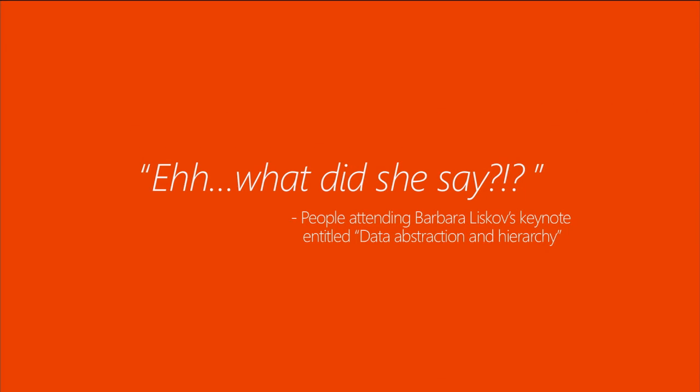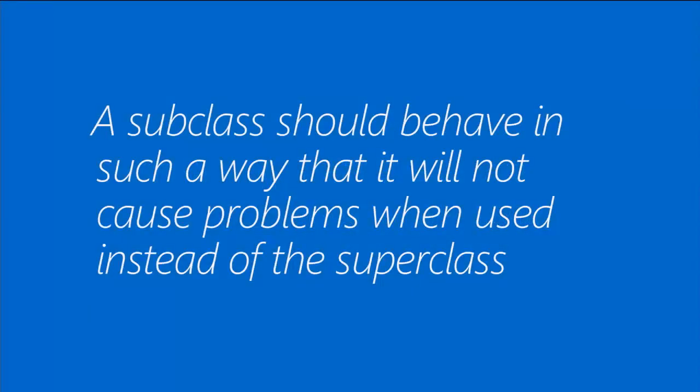So this comes out of a keynote called Data Abstraction and Hierarchy, I think, from Barbara Liskov, quite a while back. And if I heard that, I would have been sitting there going, huh? So the simple conversion of that weird stuff is: a subclass should behave in such a way that it will not cause problems when used instead of a superclass. A little bit more sense, right?